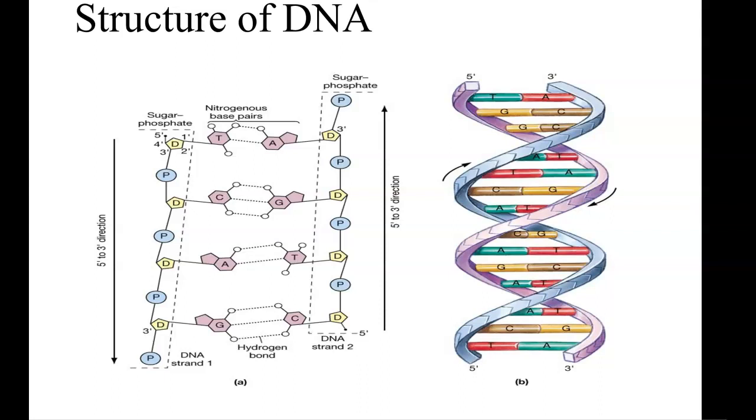Every place you see a T, on the other side, you're going to see an A. Every place you see a C, you're going to see a G on the other side. You'll notice if you look at this picture where the C and the G and the T and the A are connected, you'll see these dotted lines. Those are actually hydrogen bonds.